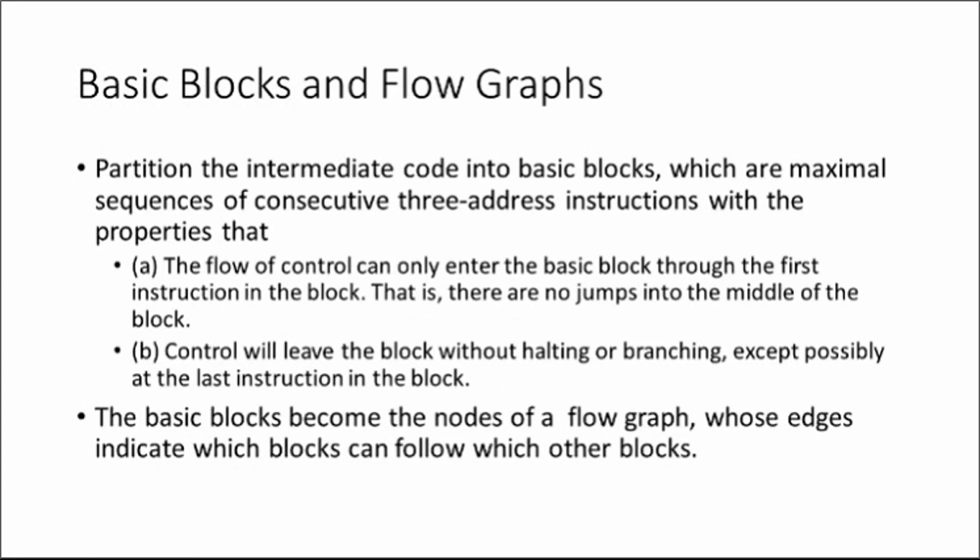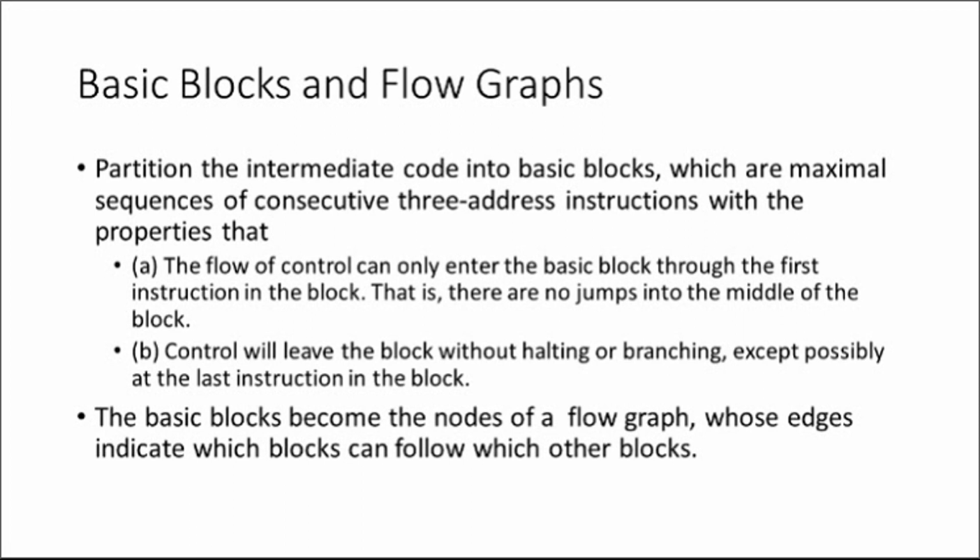Similarly, in switch case, if case 1 is executing, then we follow that particular case 1. Now the interesting question is, as we partition the intermediate code into basic blocks, that basic blocks are nothing but sequences of consecutive 3 address code. There are a few properties we look out for. The flow of control can only enter the basic block through the first instruction of the block. It means there is no jump into the middle, and the control will leave the block without halting or branching, except possibly at the last instruction in the block.